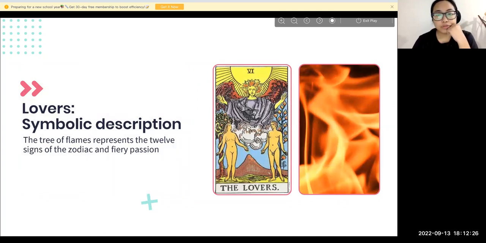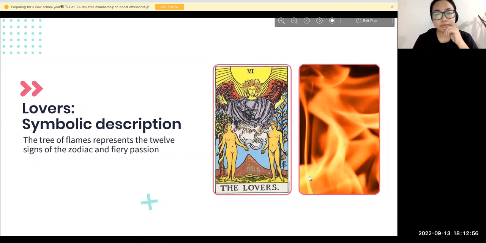Now you can also see the tree of flames. You can see here on this side, this is a flame. The tree of flames is a representation of the 12 zodiac signs. The flame is a fire element, and the fire element signifies passion. That means the romance and the passion that you have for your lover or your partner. That is what it is signifying. Okay, and it can happen to all the zodiac signs.